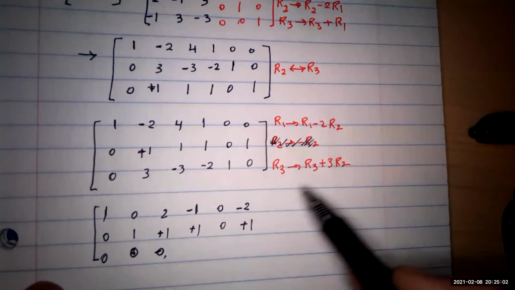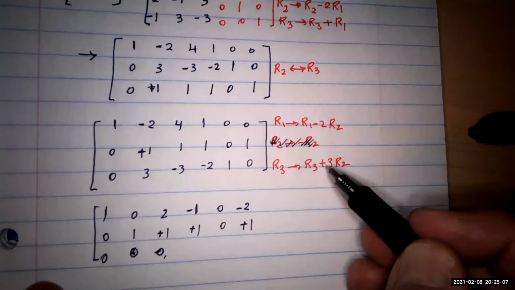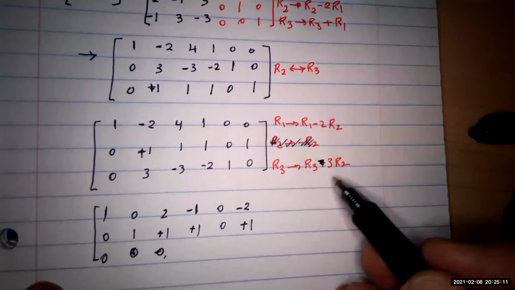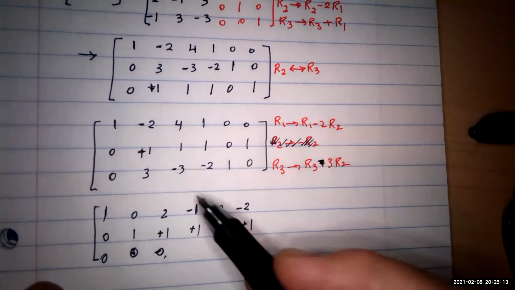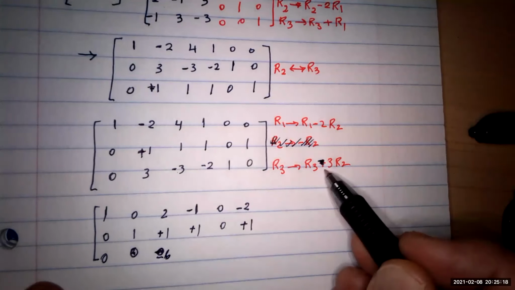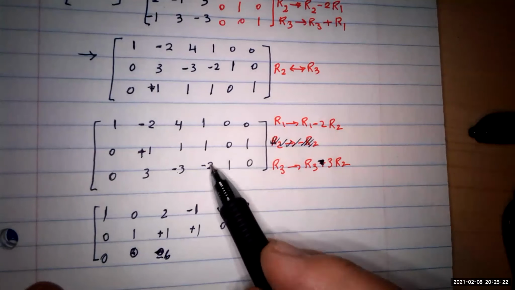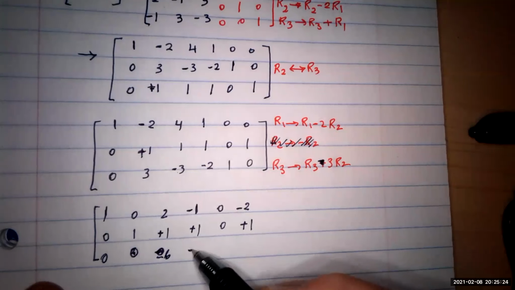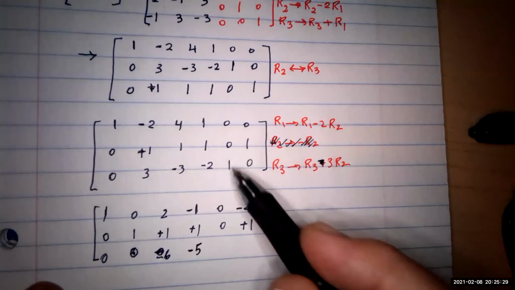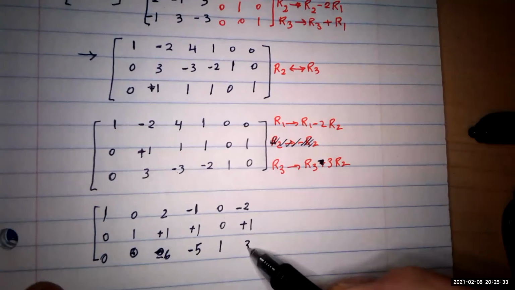R3 and 2R2. Okay, this is it. We need a negative 3R2 now. Negative 3R2, so that would be 0, and this is it. This would be a negative 6. And then over here, this is going to be negative 3, so that makes it negative 5. Then this is 1, and 3R2 gives you 3. That's better now.